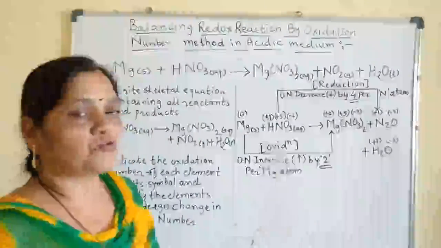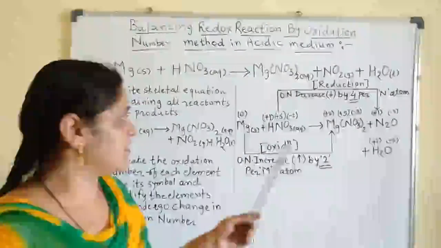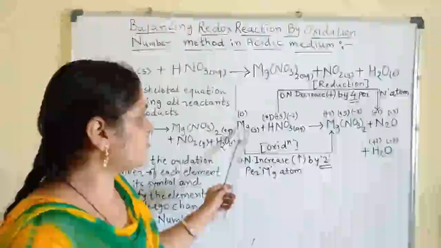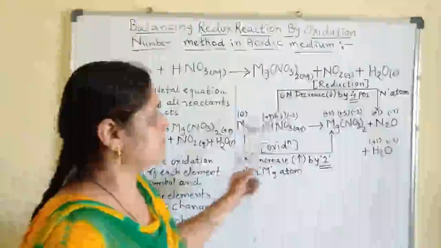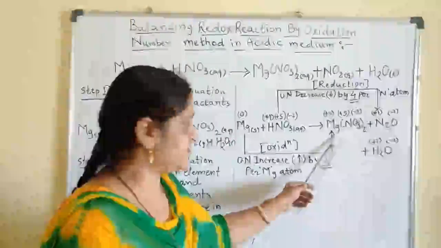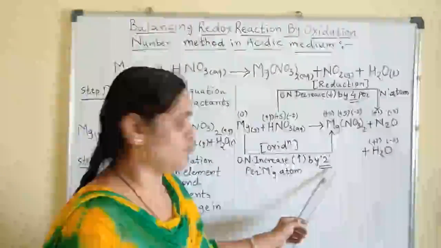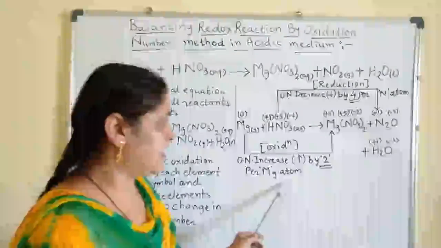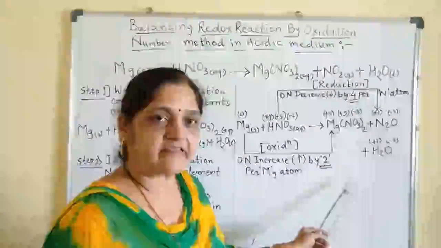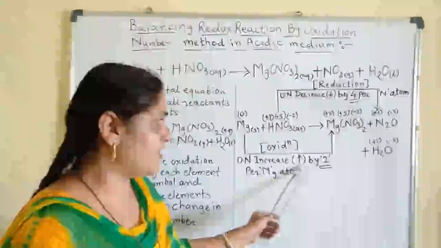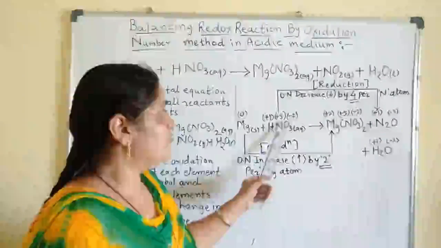Now we have to check which elements show a change in oxidation number. Magnesium shows a change in oxidation number. Magnesium's oxidation number on the reactant side is 0 and on the product side it is plus 2. So there is an increase in the oxidation number by 2 per Mg atom. Each atom shows an increase of oxidation number by 2. I have denoted the increase with an upward arrow.